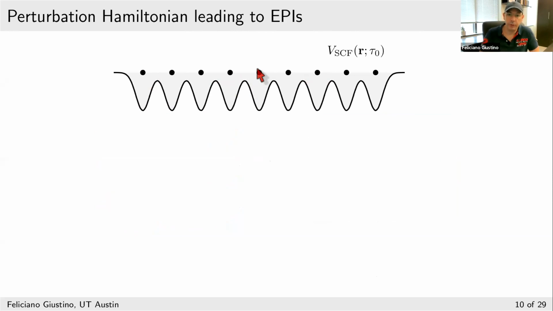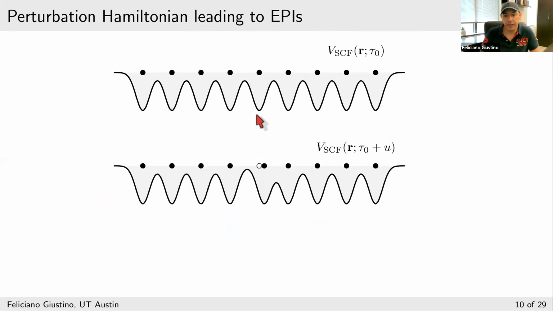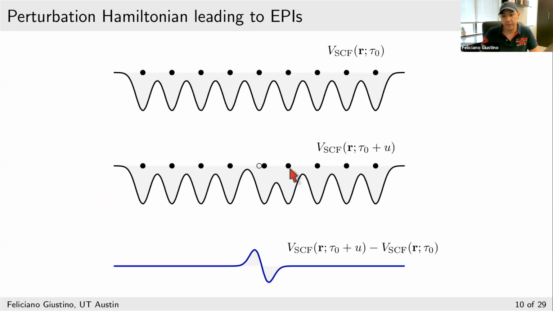Now let's imagine moving one of the atoms a little bit. What is going to happen is that the potential is going to be deformed. So I'm going to have a deformed potential, and we can describe this new situation as the sum of the equilibrium situation plus their difference, okay? This would be the potential perturbation that we need to investigate.